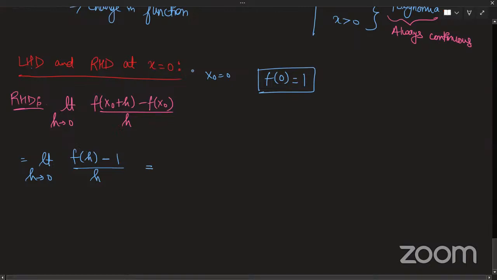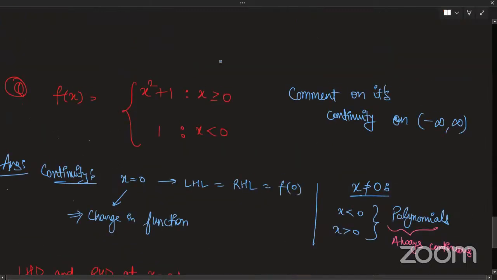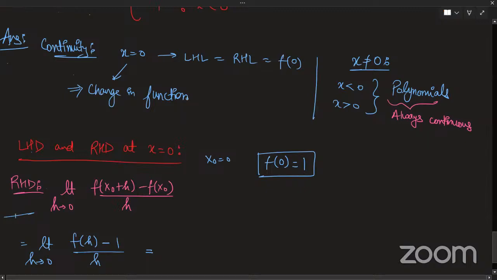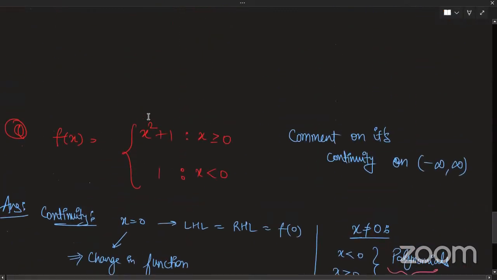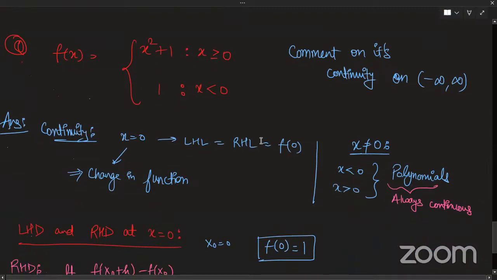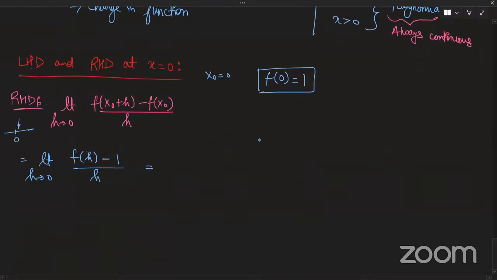My h is tending to 0 and we are talking about the right hand derivative. So I am talking about a number that's just greater than 0. Which function will it follow? Will it go for 1 or x square plus 1? It will be x square plus 1.